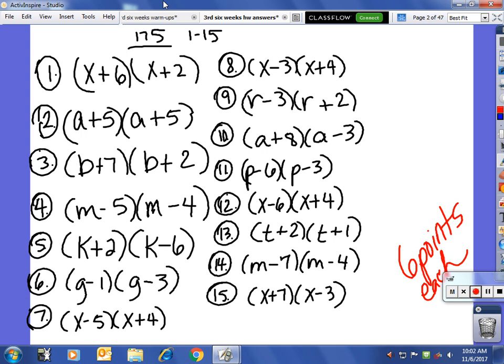All right, there's 6 points each. Sorry, I thought you meant my recording was on freeze. It does not matter the order. No, but the signs in the term have to be correct. For example, on number 10, you cannot have a minus 8 and a plus 3. But the order of the term itself does not matter.